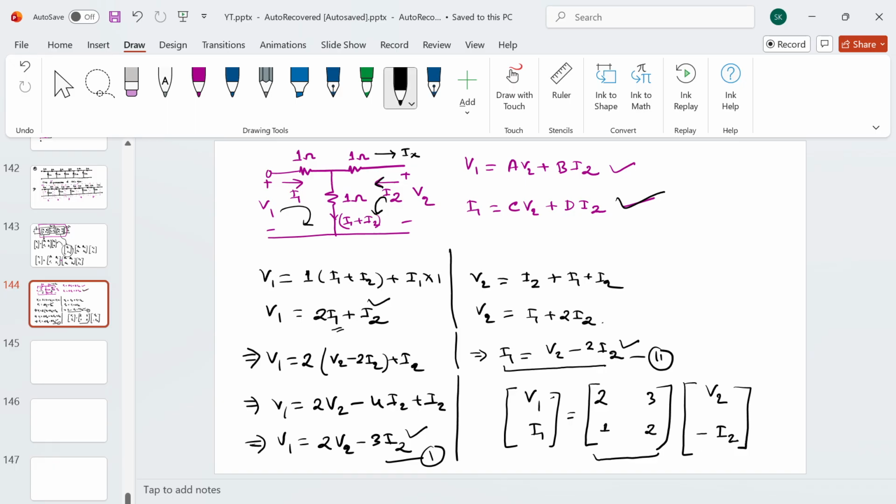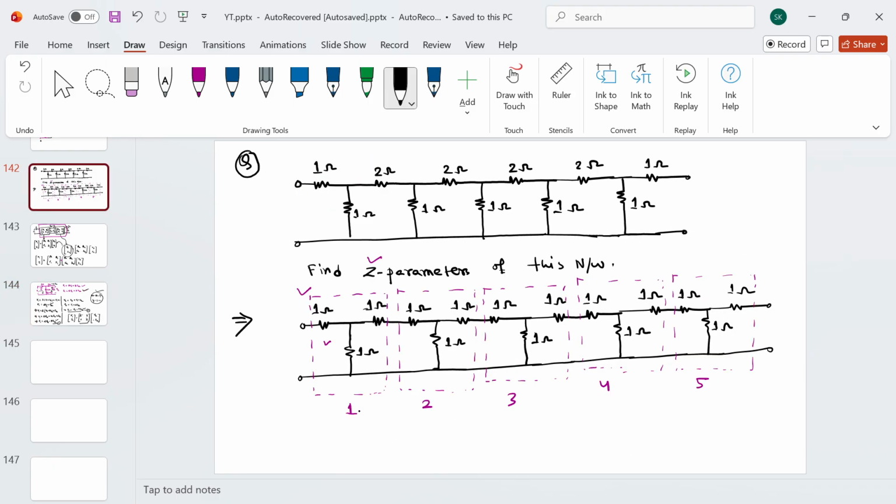So for ABCD parameter, if a network is symmetric and reciprocal, in that case your A and D will be same. This is A and this is D. AD is same, that means it is a kind of symmetric network, and for a reciprocal network AD minus BC must be 1. So you can calculate 4 minus 3 equal to 1. So it is correct. So it is a symmetric and reciprocal network. So this ABCD parameter we must know, and once we know the ABCD parameter of this network, then we have to multiply this particular matrix 5 times to get the overall ABCD parameter.